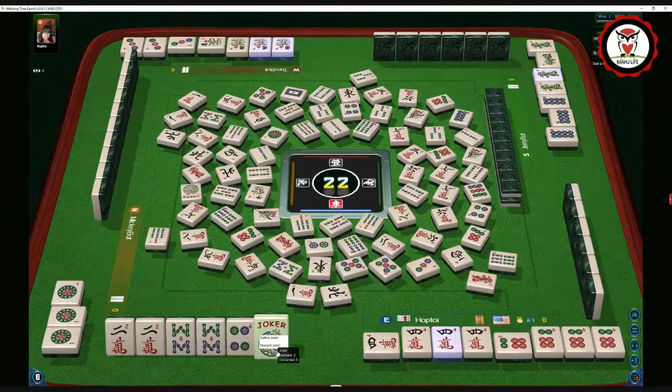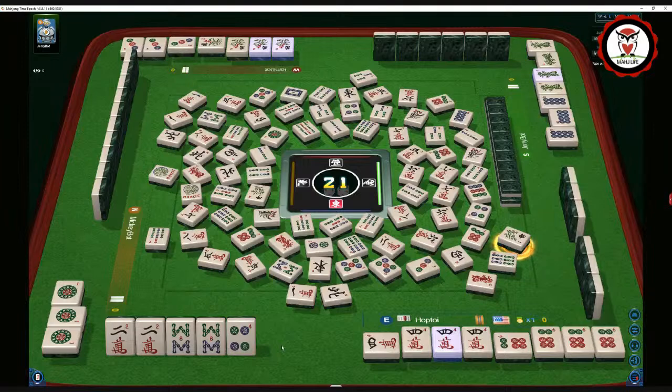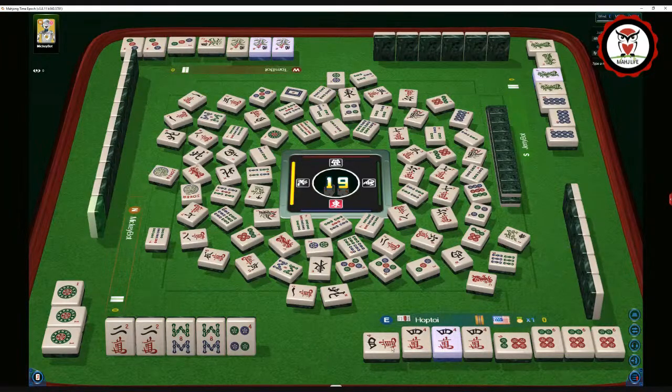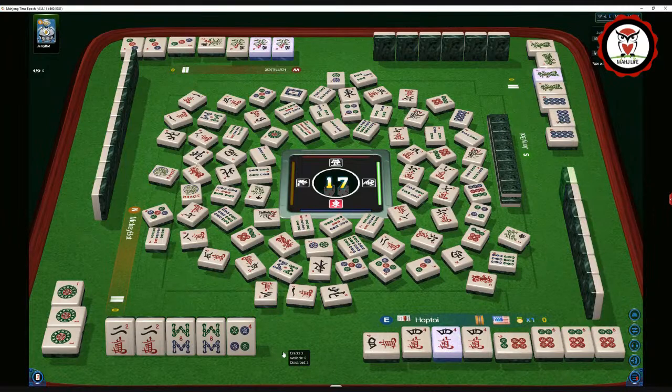Joker. Joker. Flower. 2 dots. This robot over here is playing dots, 2/8 dragon, but they weren't ready for the 2. 3 characters. South wind. 4 dots. There it is.